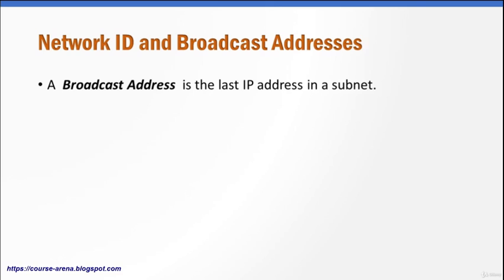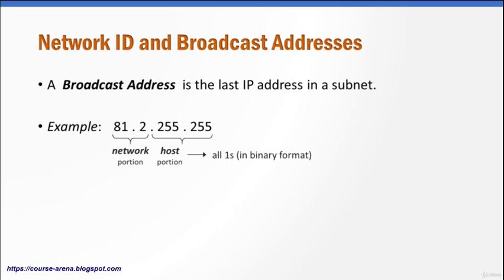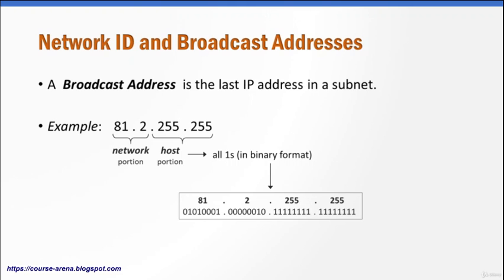A broadcast address is the very last IP address in a subnet. Here's an example, 81.2.255.255. So 81.2 is the network portion, and 255.255 is our host portion. Hopefully you can notice our host portion this time is filled with 1s, and this is what it looks like in binary format. We have 8 1s in the third octet and 8 1s in our fourth octet.